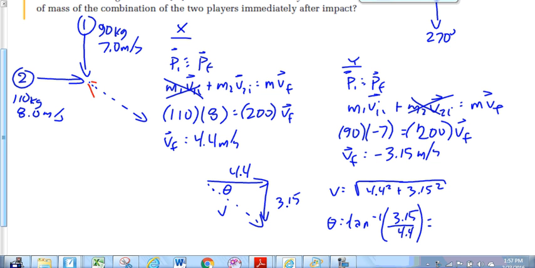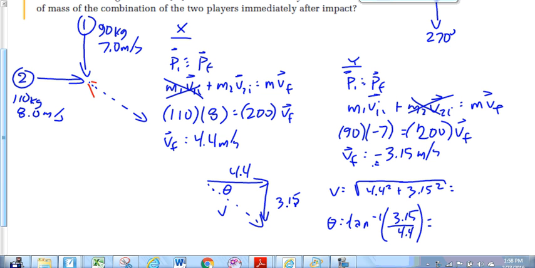Somebody in the last class asked a really good question. They said, do we need to put the negative in there for the 3.15 now? The answer is no. We have to show direction. We show direction up here by putting a negative sign in. We show direction down here by drawing an arrow downwards. We don't need to show direction in here because this is a Pythagorean theorem. We're putting in magnitudes only, scalars, essentially.